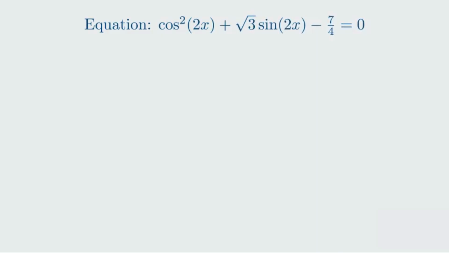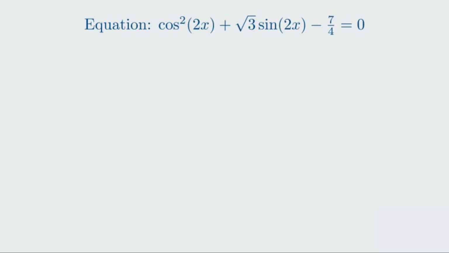Let's begin by taking a look at our equation. We have cosine squared of 2x and sine of 2x. Notice that the arguments of the trigonometric functions are both 2x. The equation is cosine squared of 2x plus the square root of 3 sine of 2x minus 7/4 equals 0. This is a good start, but we can't solve it directly because we have two different functions, cosine and sine, in the same equation. To make it solvable, we need to express everything in terms of just one function. We can do this using a fundamental trigonometric identity.